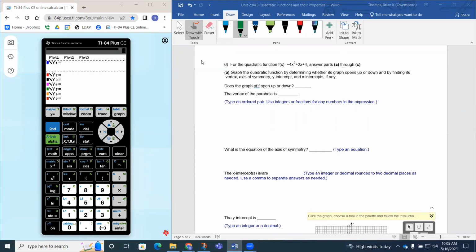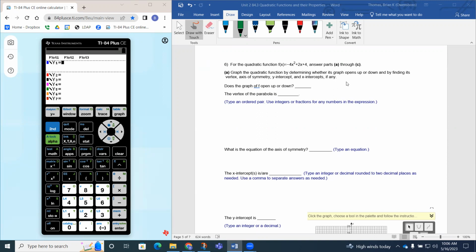So question 6, for the quadratic function f of x equals -4x squared plus 2x plus 4, answer parts A through C. So again, A says graph the function by determining whether the graph opens up or down, and by finding its vertex, axis of symmetry, y-intercept, x-intercepts, if any, and so forth. So again, does the graph of f open up or down?